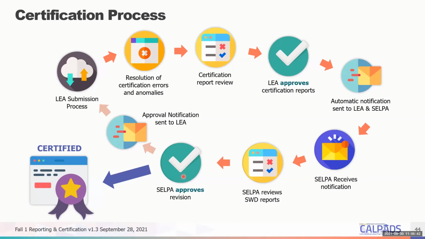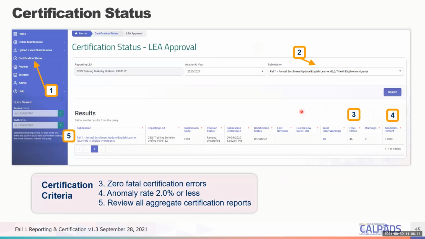Now let's say your SELPA would look at your reports and see any discrepancies, then SELPA should contact you directly and indicate the discrepancies. That way you can make the necessary corrections and go through the process all over again. So this is just a high level description of the certification process. So I'll now go into demo mode so that way we can discuss the actual details of the process.